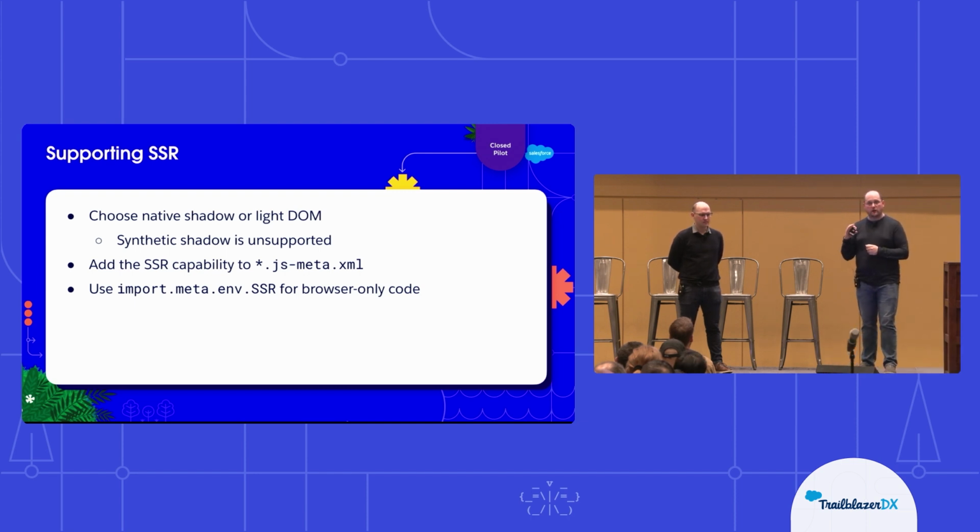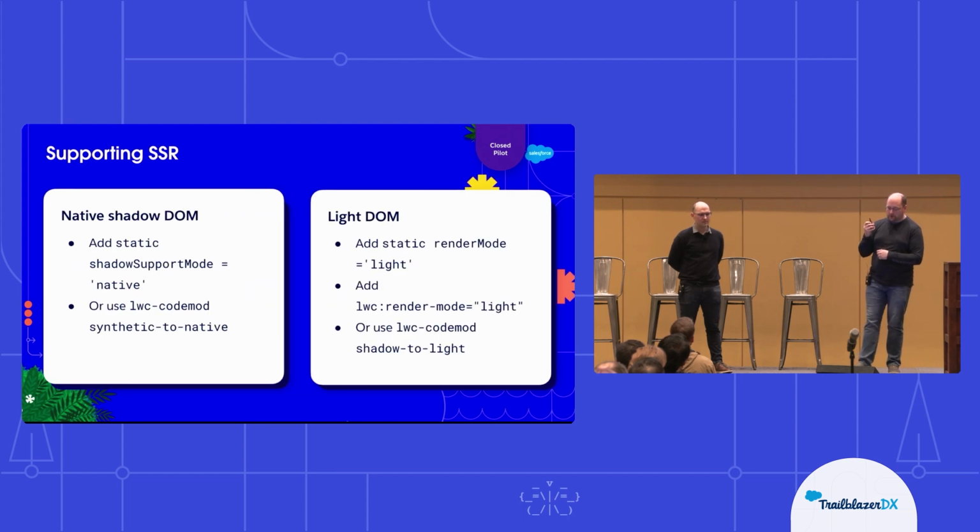And then the third one, you're going to have to potentially make changes to your component code. Because you're not running in a browser, things you do in a browser may not be possible when you're rendering in this server environment. So I'm going to cover that too and give you some tools for setting yourself up for success there. OK, so the two options I was talking about, either native shadow DOM or light DOM.